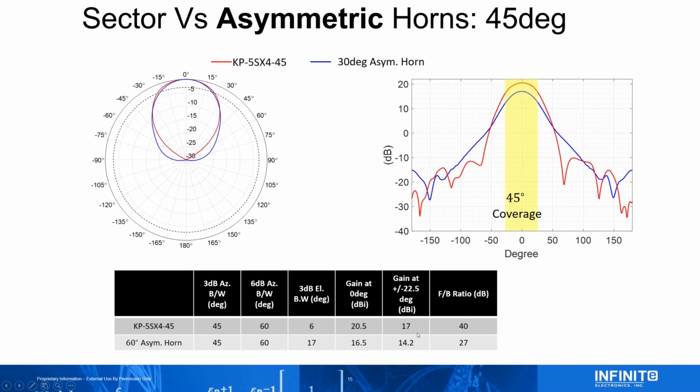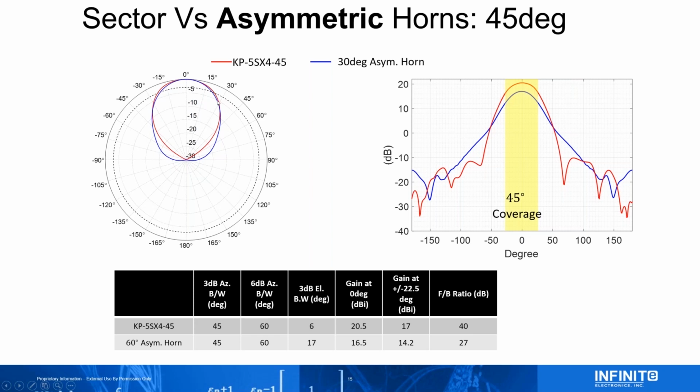But another thing to take note of is the front to back. On the sector, it's 40 dB, whereas this horn, it's 27. You're going to run into maybe a few frequency reuse issues if you put two of these back to back, or you're going to have to increase the spacing or put shielding in. Whereas the sector, they can be pretty close together with 40 dB front to back, and you don't need the shielding at all.